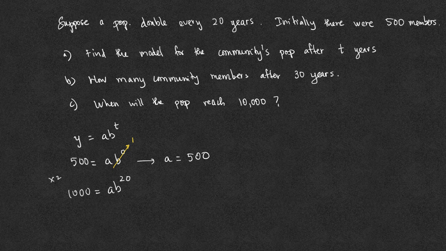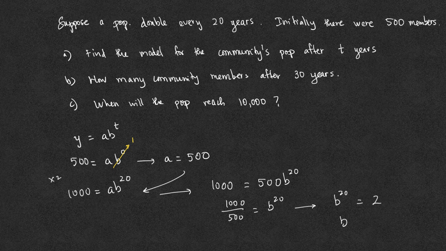We plug this into the second equation to get 1,000 equals 500 times b to the 20th power. To get b, we divide both sides of the equation by 500 to get b to the 20th power equals 2. And so b by itself is 2 to the 1 over 20. We do this by raising both sides to the power of the reciprocal of 20, which is 1 over 20.